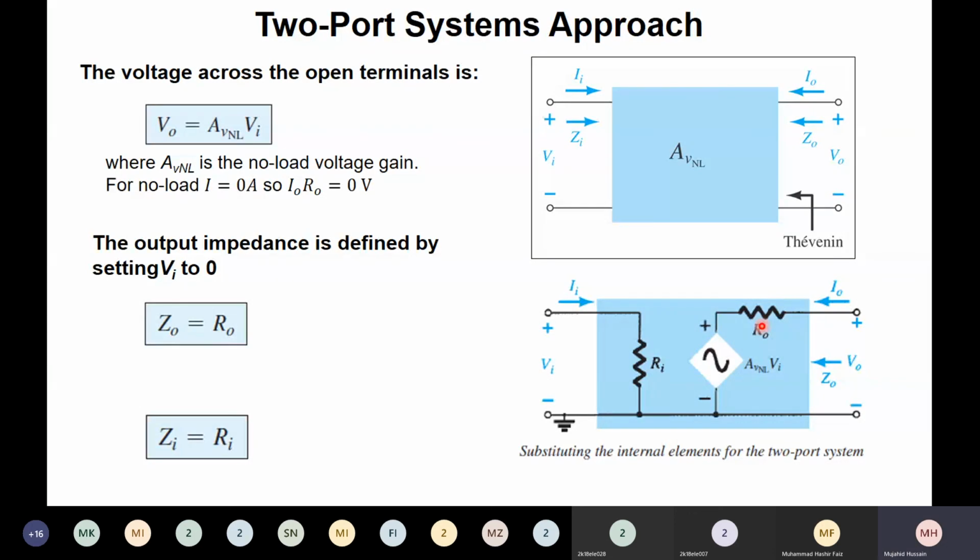Make this voltage 0, short circuit, and look at these terminals. So you will see that Z0 will be equal to R0. So this is written over here. The output impedance is defined by setting Vin equal to 0.